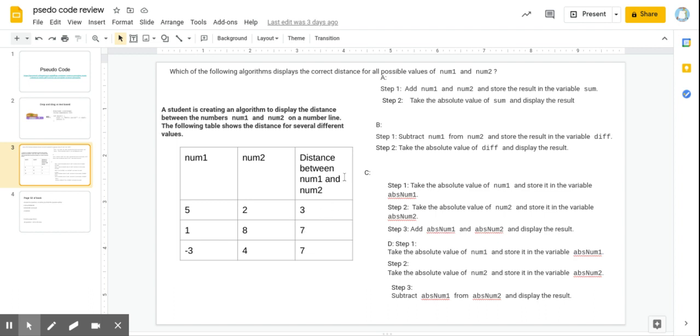So here we have two numbers, and then the distance between the two numbers on a number line, for example. So 5 and 2, and the distance between the two would be 3. The distance between 1 and 8 is 7, and so on. As we read through these, which one makes sense to explain what's happening using num1 and num2 to predict row 3? All right, if you guessed B, you're right. Subtracting num1 and num2 and storing the result as a variable called difference, and then displaying that difference after you take the absolute value of it. The absolute value means the positive output between the two.